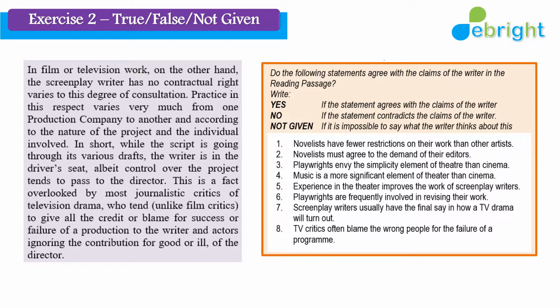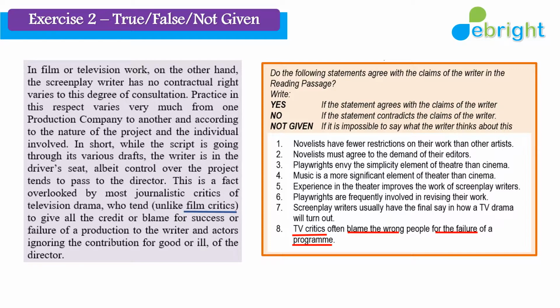Finally, number 8. Let's read the statement in number 8. TV critics often blame the wrong people for the failure of a program. Let's find the keywords. The first keyword is TV critics over there. And then you've got blame the wrong people, and then also failure and a program. Let's find these keywords in the paragraph on the left side, or their synonyms.